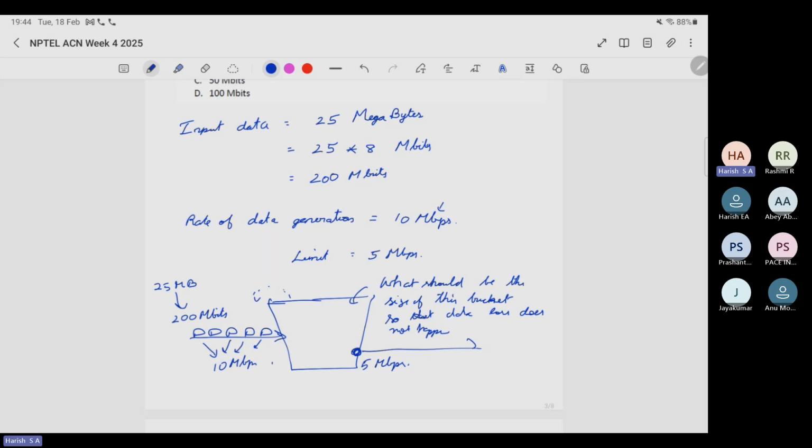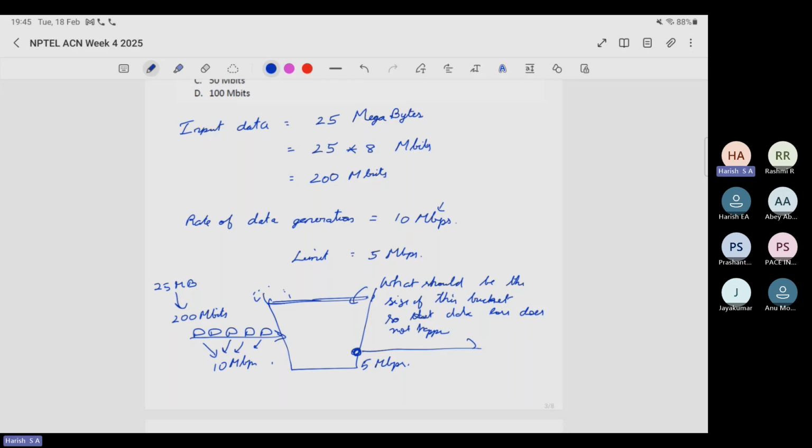Correct. This is logic. But the data is not coming continuously. It's coming in bursts of 10 Mbps. With that in mind, the buffer is nothing but the leaky bucket. If you keep the size of this bucket in a particular way, then you won't lose data. So what should be the size of this bucket is what they're asking. Is the question understandable? I think it should be. Okay.